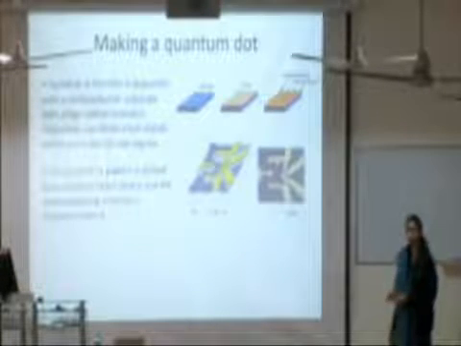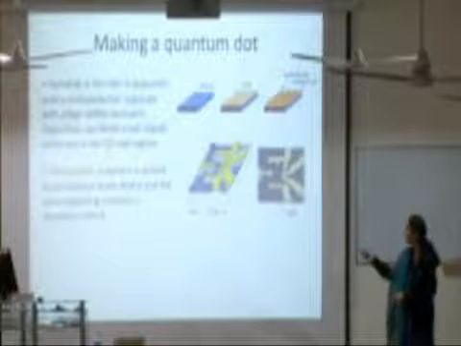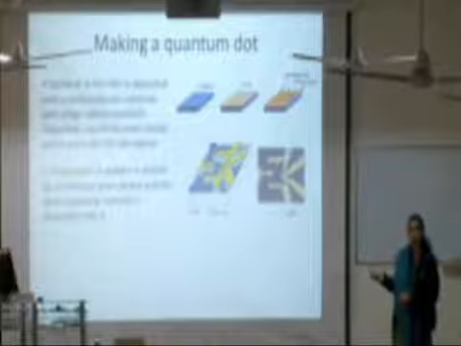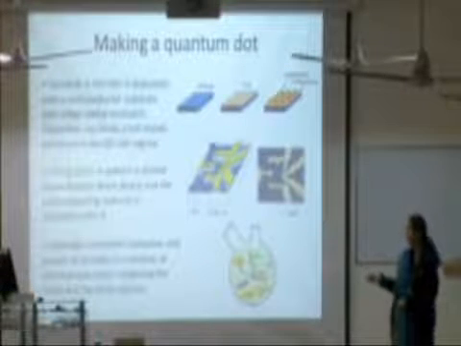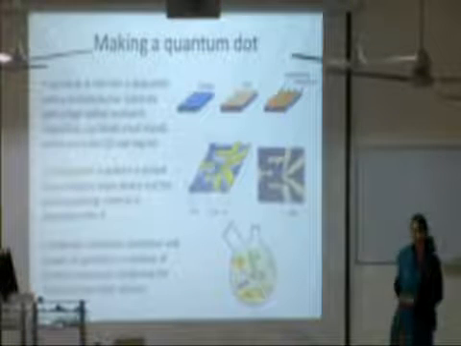Another way to confine electrons is lithographically. So you can pattern electrodes with electron beam lithography, and so you confine your electrons with an electric field. The third and final way of making quantum dots is colloidal quantum dots, and this is going to be the focus of my talk today.